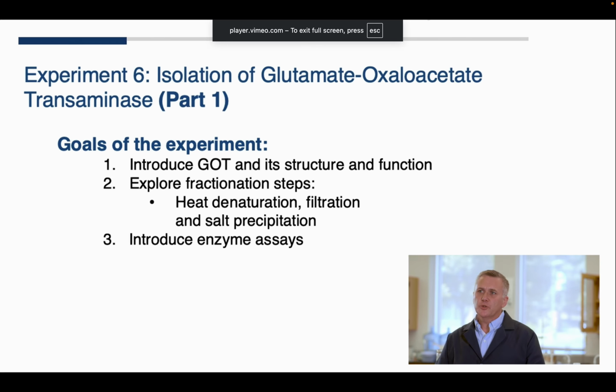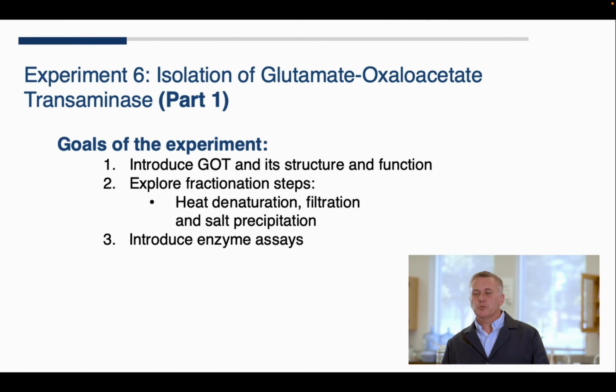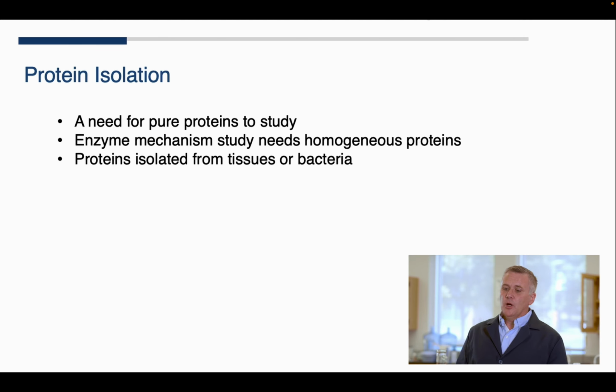Overall, the goals of the experiment are to introduce GOT and its structure, think about what the enzyme is and what its structure is like, and to explore a couple of fractionation steps, that is, to fractionate all of what's in the heart down into a component, in our case GOT. We're going to use particularly heat denaturation and filtration, and then also salt precipitation, ammonium sulfate precipitation, and also introduce enzyme assays.